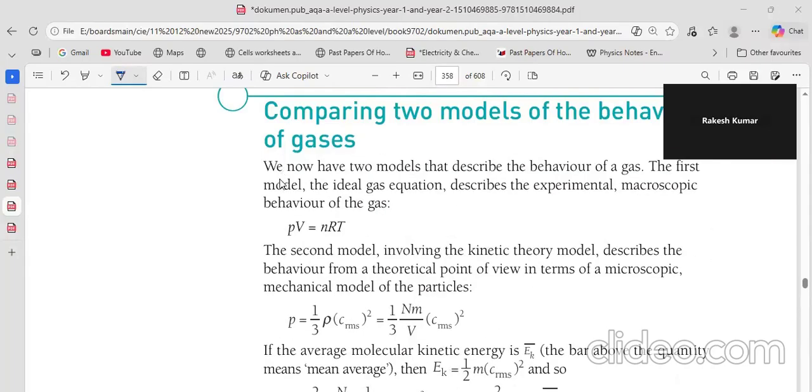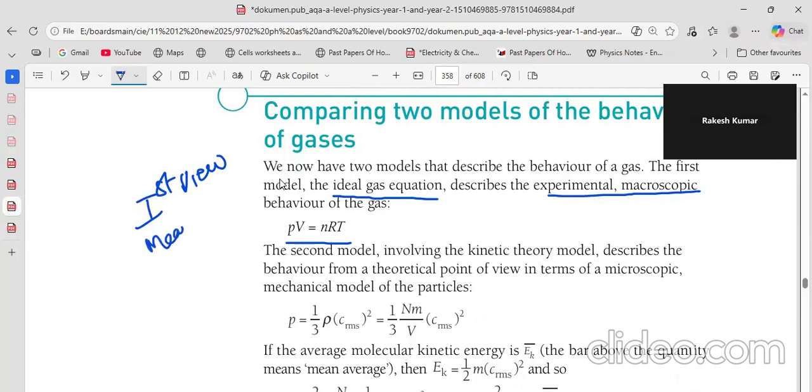Start off with an ideal gas equation. Okay, PV is equal to nRT. This is the macroscopic view. Okay, first view. Measurable quantities: P, V, T, even N.